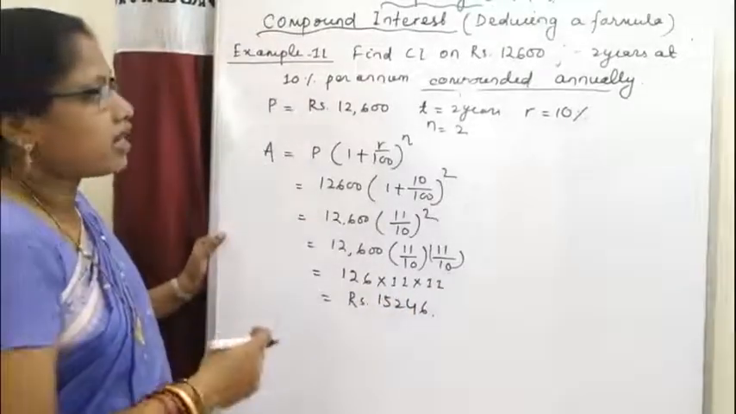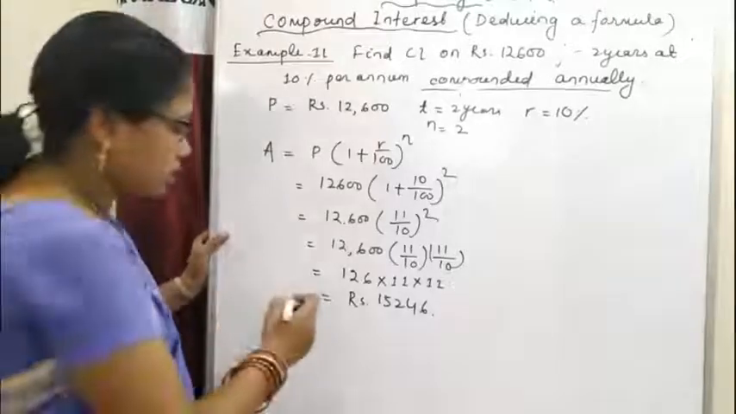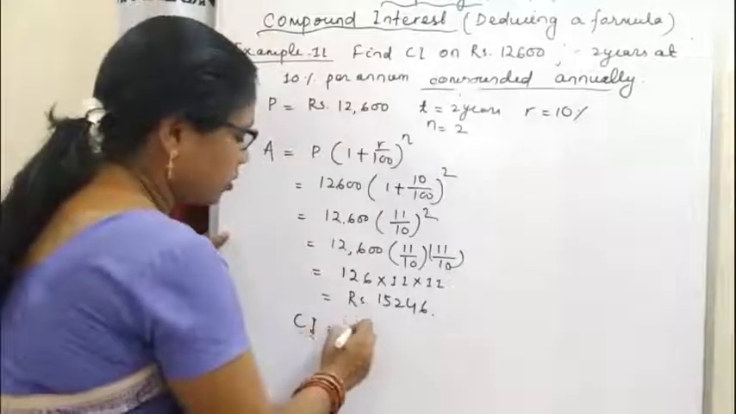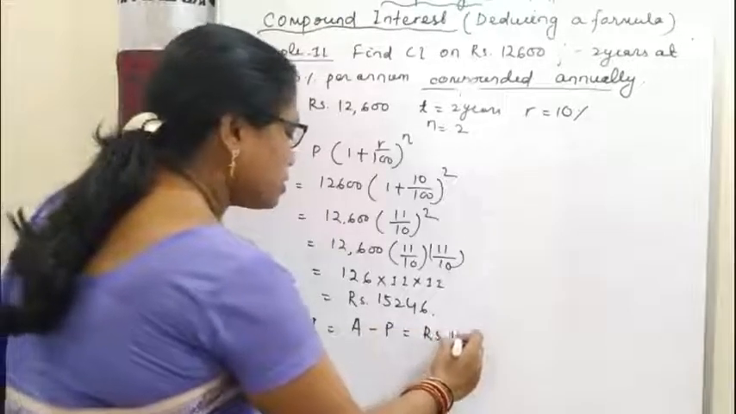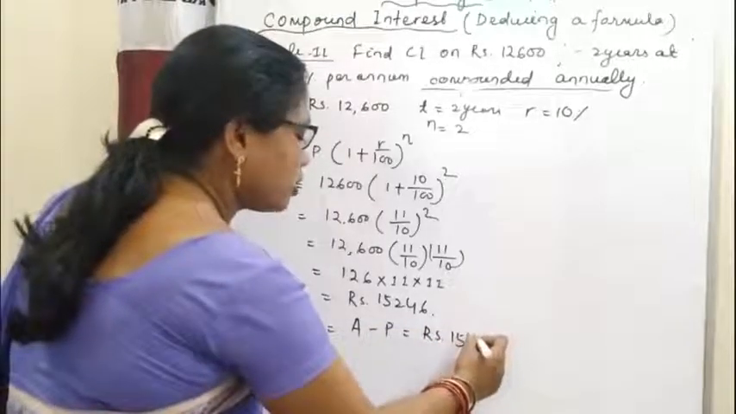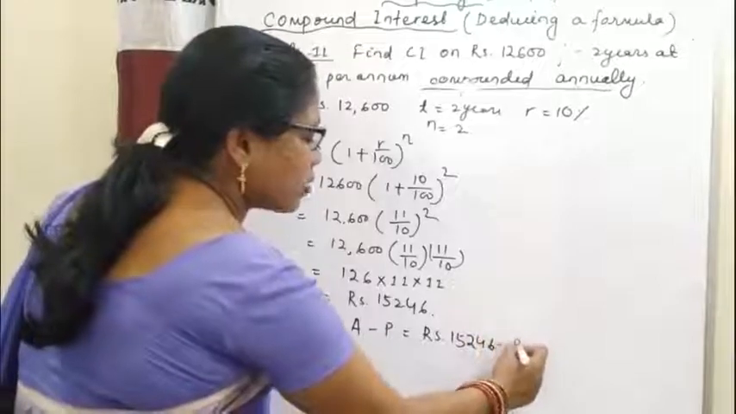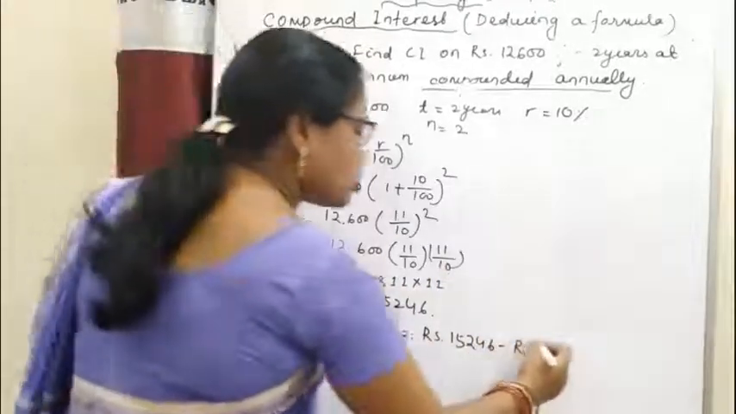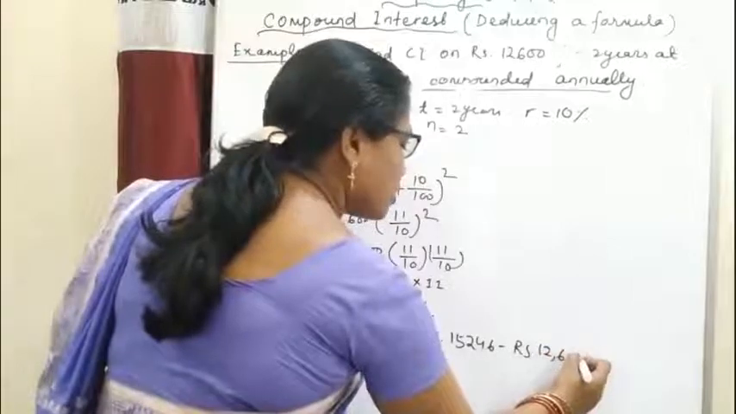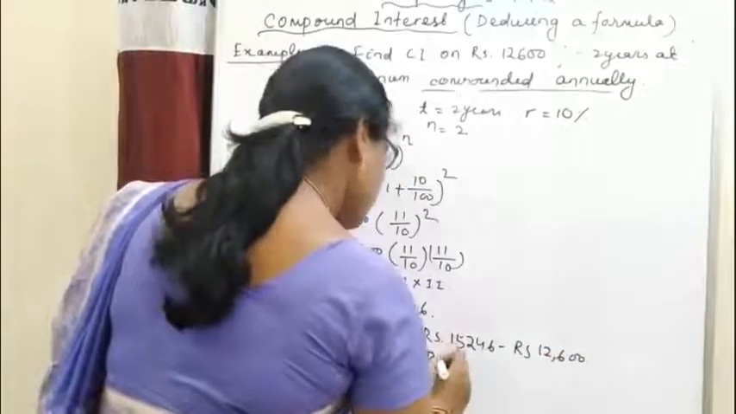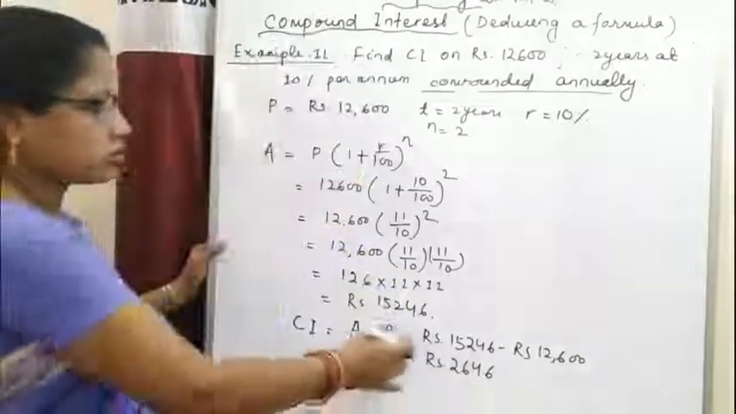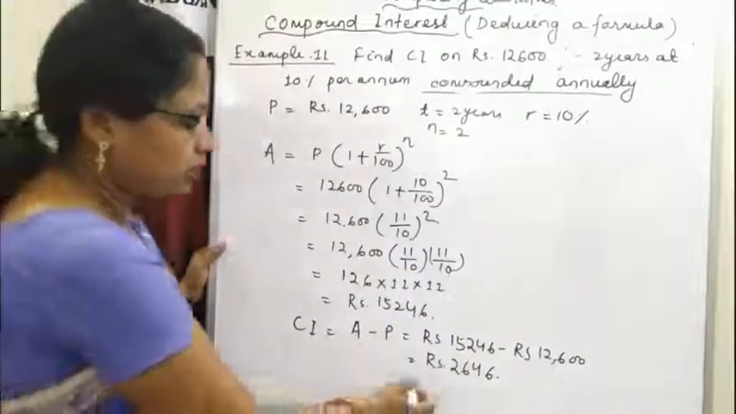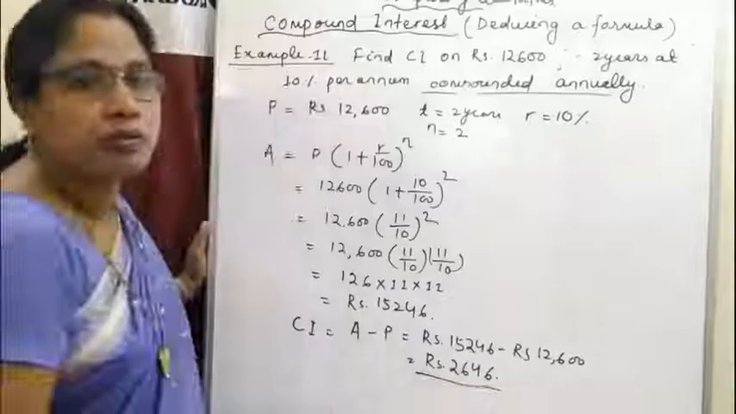So the question asked to find the compound interest. So compound interest is equal to amount minus principal. So this is equal to rupees 15,246 minus what is our principal? That is 12,600. So this is equal to rupees 2,646. So this is our answer. Compound interest is rupees 2,646.